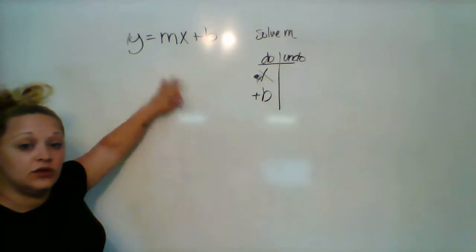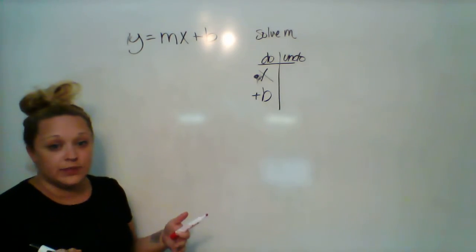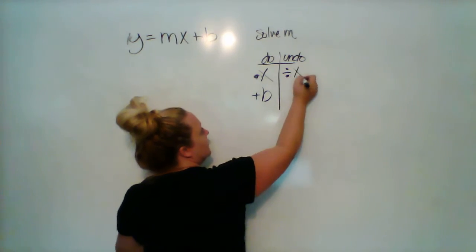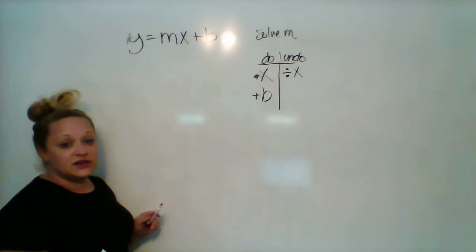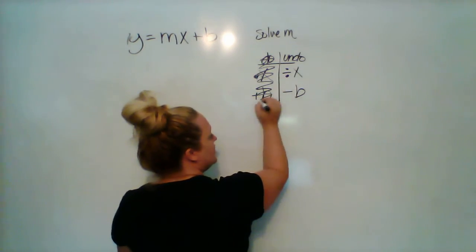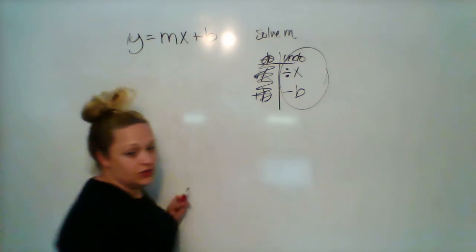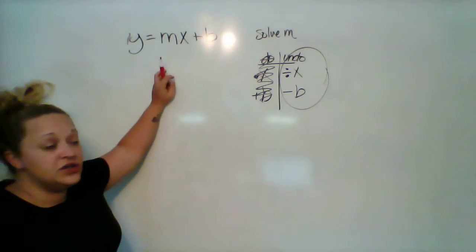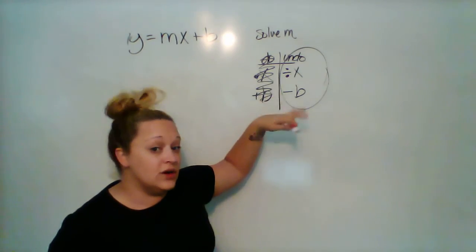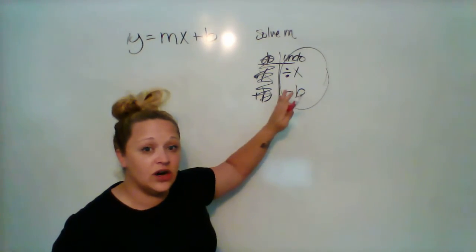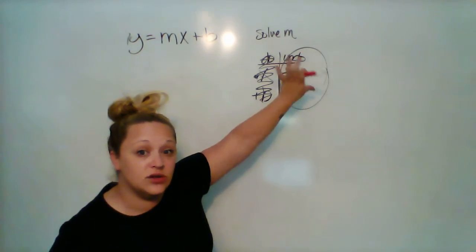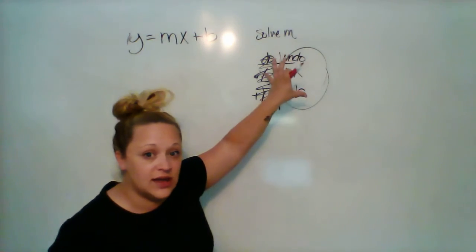To solve something, you do the inverse, which of course is the opposite. So the opposite of multiplying by x is to divide by x, and the opposite of adding b is subtracting b. So we don't even need this sign anymore. This tells us what to do. We undo addition or subtraction first, multiplication or division second. If you are still struggling with this, go to the 2-step equations and watch that again.